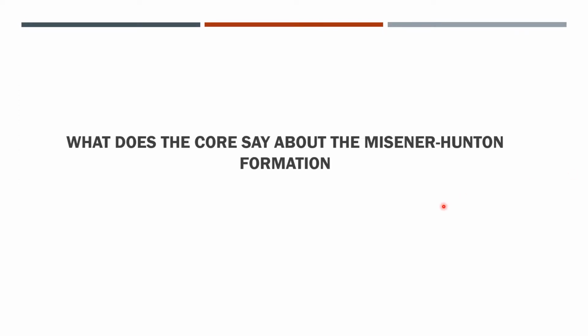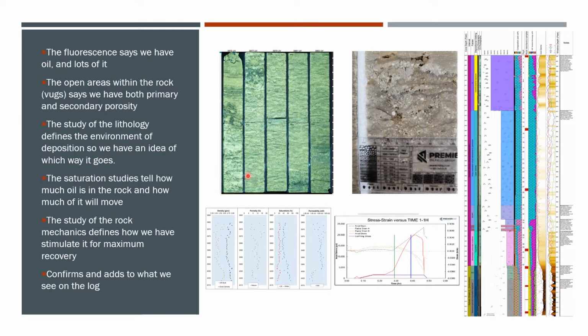So, what does the core, in conjunction with the log, say about the Misener Hunton? Well, the fluorescence that I mentioned to you on the slabs, this is 10 feet of core right here, and we had, as I mentioned, 52 feet. The fluorescence says that it's saturated with oil. Even though this core was recovered while drilling fluids were being circulated, it shows that there's still a significant amount of oil that remained in the pores.